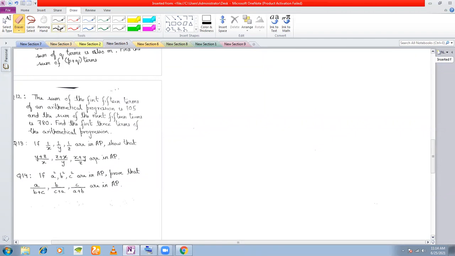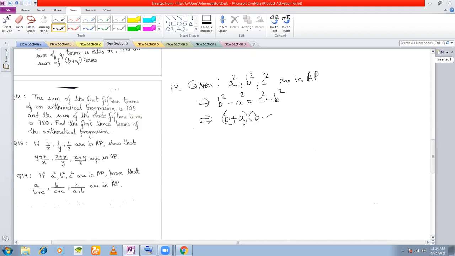Question is, given here, a square, b square, c square are in AP. That means what is given? You have b square minus a square is equal to c square minus b square. This is what is given to you, right? That means from the difference of squares, you can write the left hand side as (b+a)(b-a), and the right hand side you can write as (c+b)(c-b). Okay, let us leave it this way. This is what is given to you.